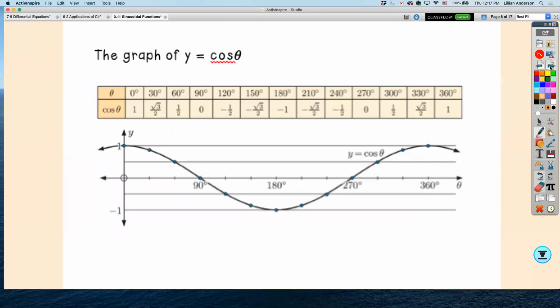You have the graph of cosine. Again, theta is your x coordinate. Cosine x, what you get when you actually plug those angles into cosine theta, those are your y coordinates. The ones you need to know about, again, are 0, 90, 180, 270, and 360, the big five.